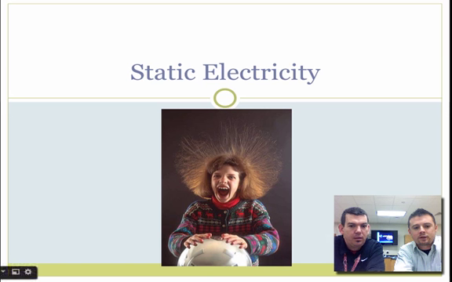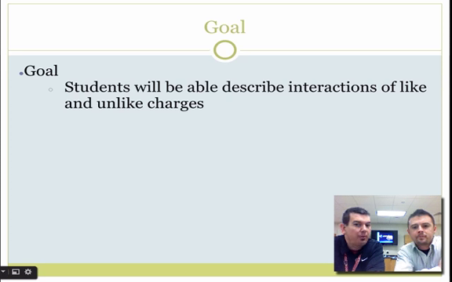Well, here we are, static electricity, 6th grade science, Kirkwood School District. Let's get to the goal. What's our goal today? Well, we're looking at students being able to describe interactions of like and unlike charges.